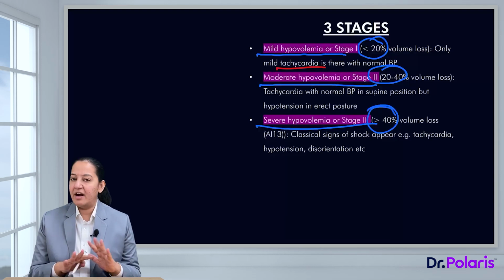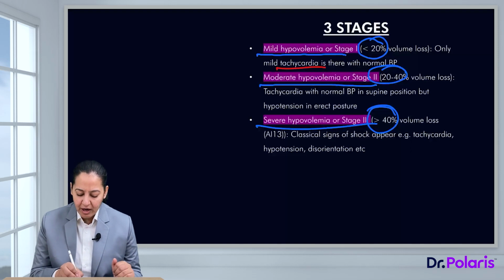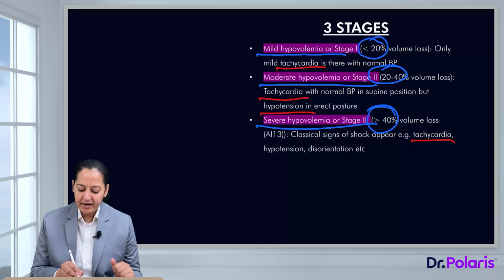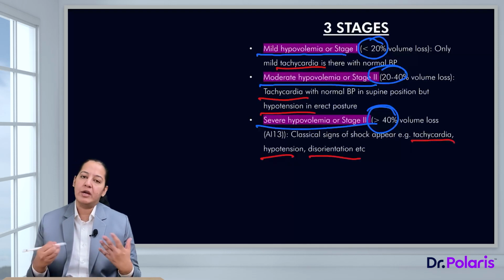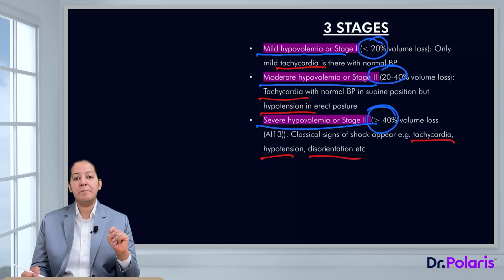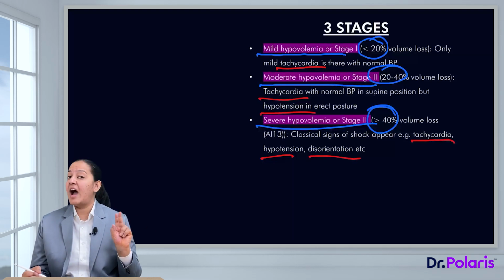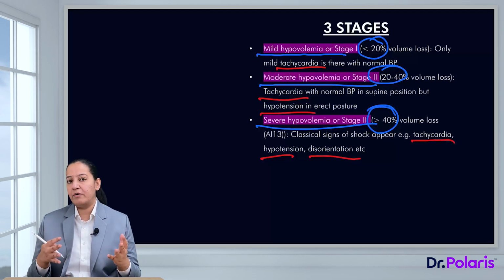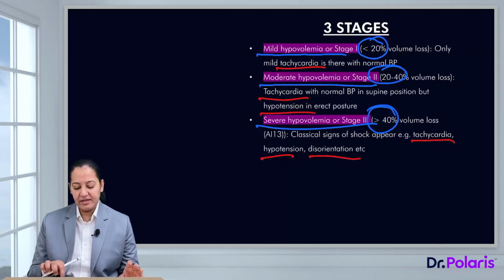If it is mild, what are the symptoms? Patient only has tachycardia, no other symptom. If it is moderate, along with tachycardia, hypotension is also there. And if it is severe, along with tachycardia and hypotension, disorientation and oliguria will also be there. So in mild hypovolemic shock, only tachycardia is the symptom. In moderate, along with tachycardia, hypotension will also occur. And in severe, along with tachycardia and hypotension, organ involvement, that is oliguria, anuria, and disorientation can also occur. Altered mental status will occur. So those are the stages of hypovolemic shock, their definitions along with their symptoms.